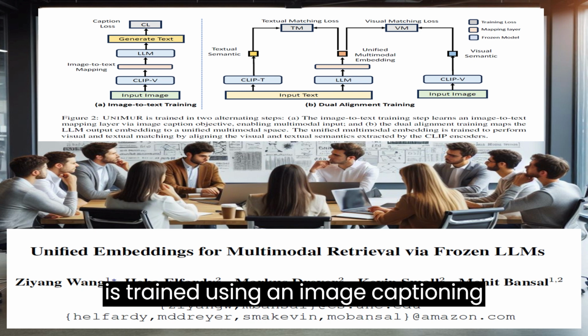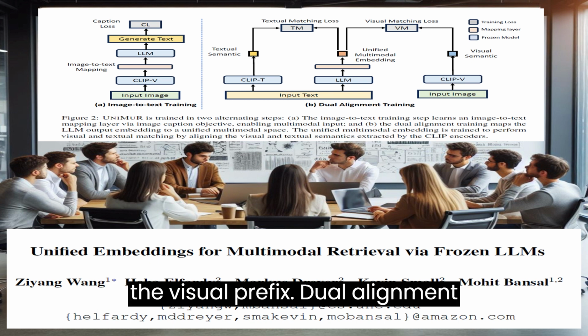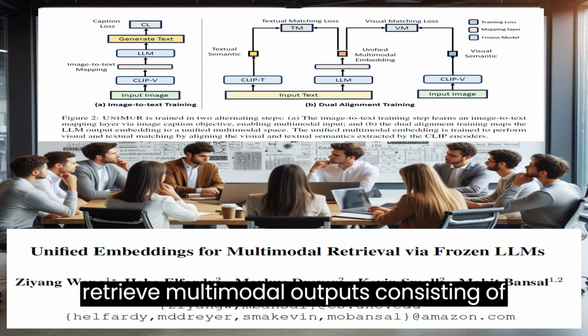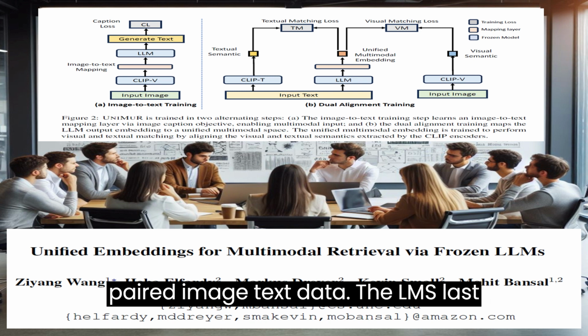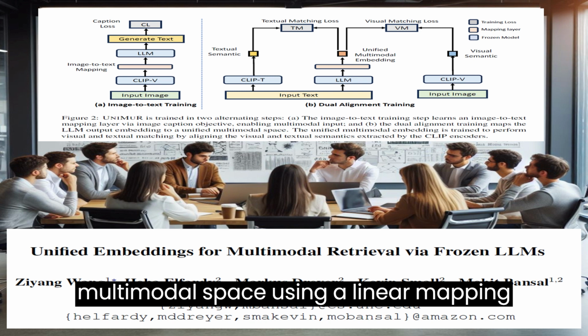The mapping layer is trained using an image captioning objective, which generates text tokens within the textual caption conditioned on the visual prefix. Dual alignment training. This step trains UNIMR to retrieve multimodal outputs consisting of paired image text data. The LLM's last output embedding is mapped to a unified multimodal space using a linear mapping layer.